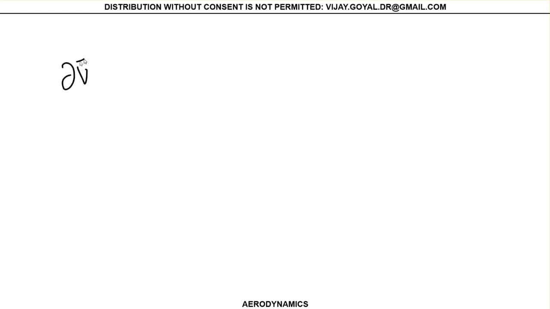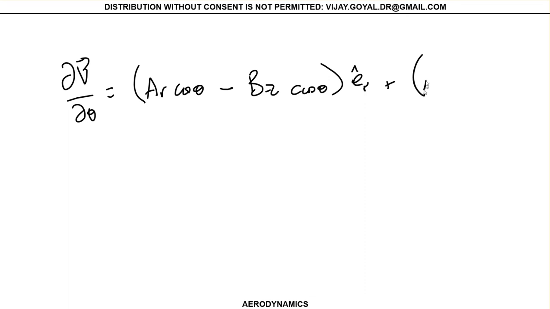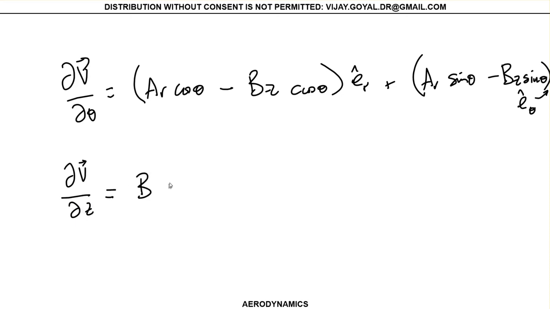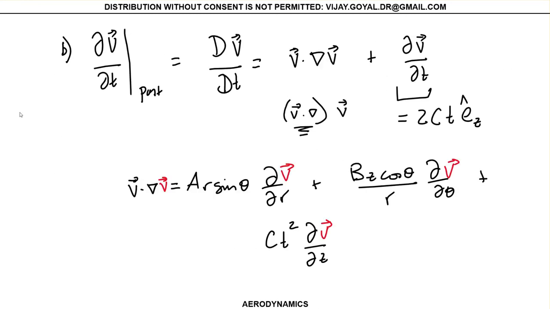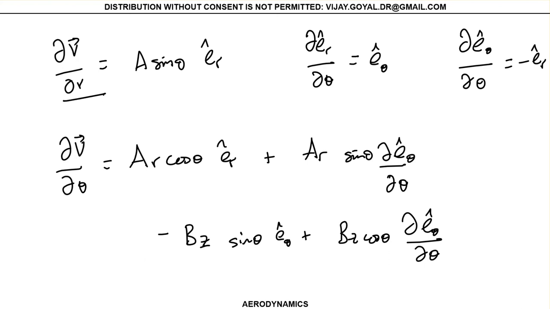Then you find the whole expression of the partial of v with respect to theta gives you a r cosine of theta minus b z cosine of theta e r, plus a r sine of theta minus b z sine of theta e theta. This goes here. Then the other derivative that you need is this with respect to z, which gives you b cosine of theta e r. Now I have all these derivatives, because remember when I did this problem, I needed this derivative, I needed this derivative, I needed this derivative. I got those three; you can see I got them here, here, and here.